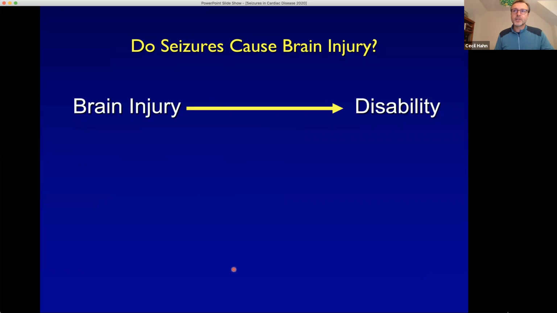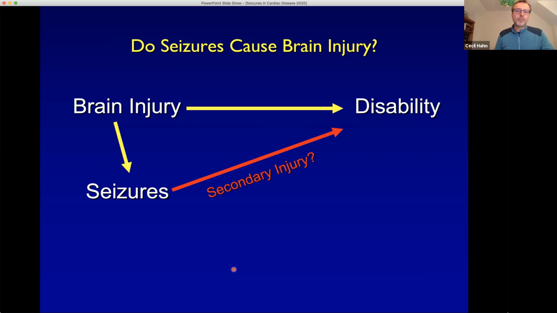So we know that brain injury can lead to disability. We know that brain injury can lead to seizures. So is there this secondary injury pathway between seizures and disability as well? There's certainly plausible mechanisms for this. So we know that increased brain activity, if it's hyperactive, can cause excitotoxicity. It's almost like it's burning out the light bulb in the brain.